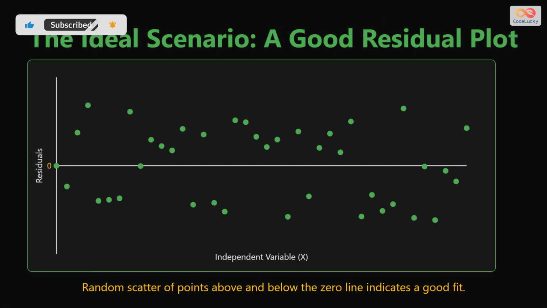What does a good residual plot look like? It should resemble a random cloud of dots, scattered evenly above and below that central 0 line. There should be no obvious shapes or trends. This random scatter tells us that the errors are random, which is exactly what we want. It's a clear sign that our linear model is a good fit for the data.